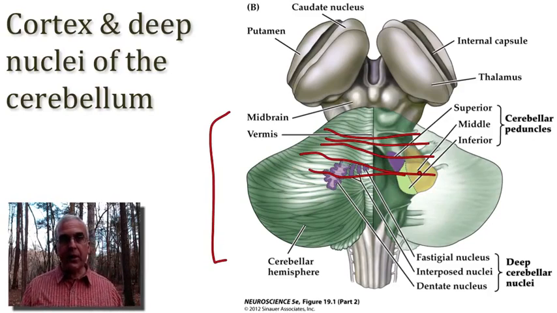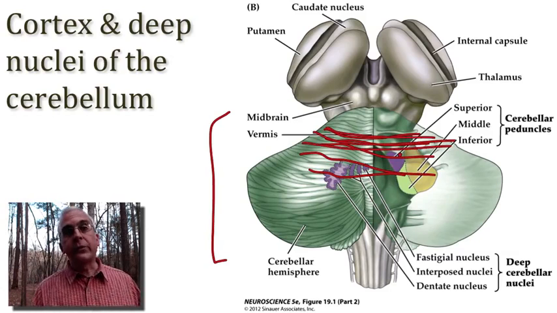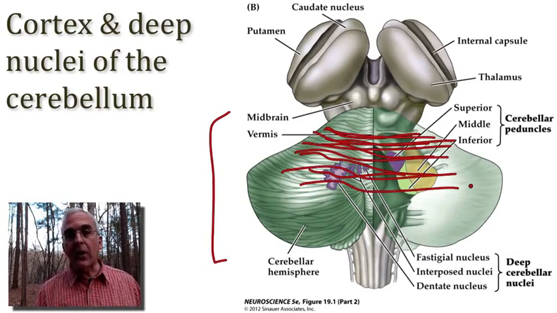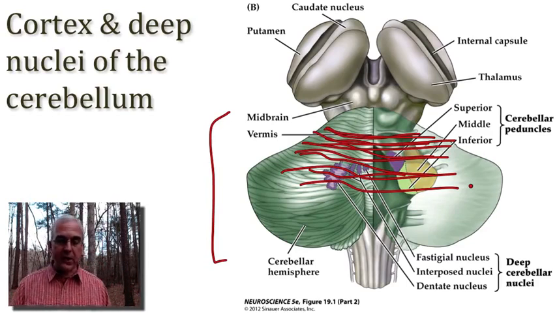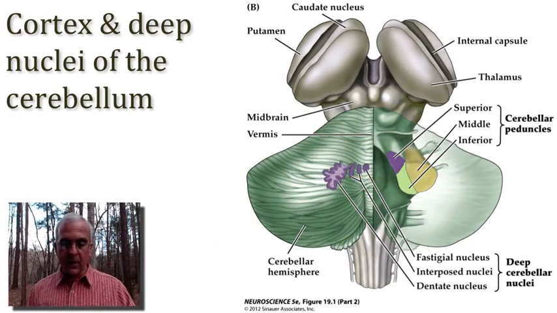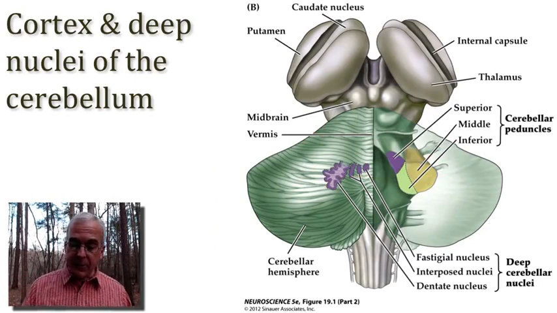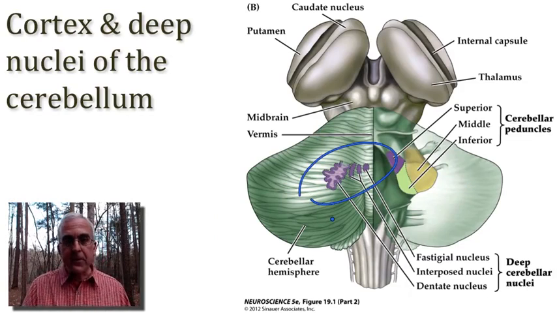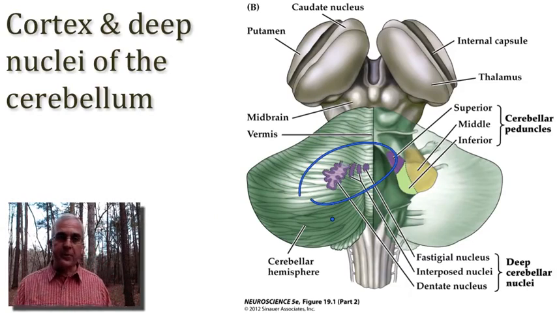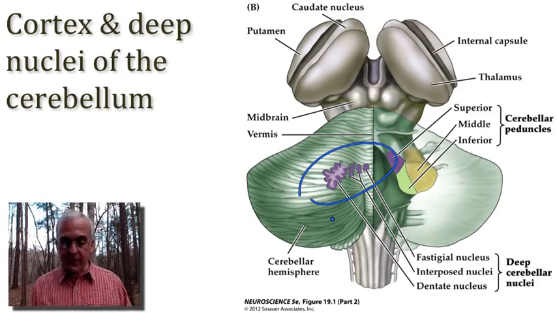So when we talk about the circuitry in detail, we'll see what accounts for this organization of these folia that extends across the long axis of the brainstem in this way. Now, below the cortex, there are the deep nuclei. And the deep nuclei are these structures that are highlighted here. They actually reside in the white matter, just on top of the roof of the fourth ventricle.